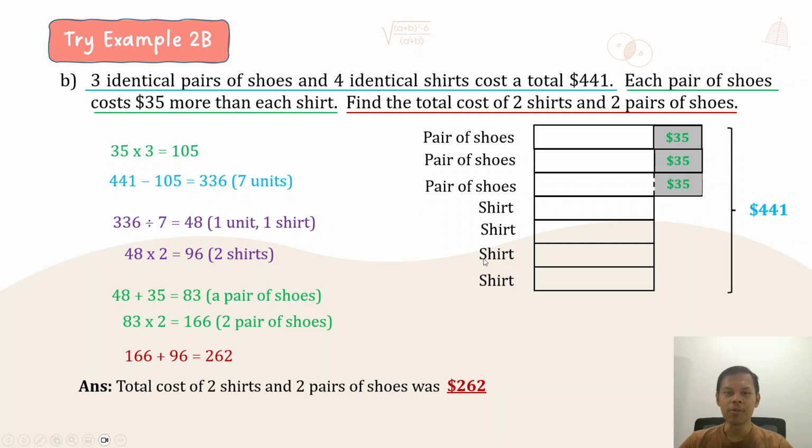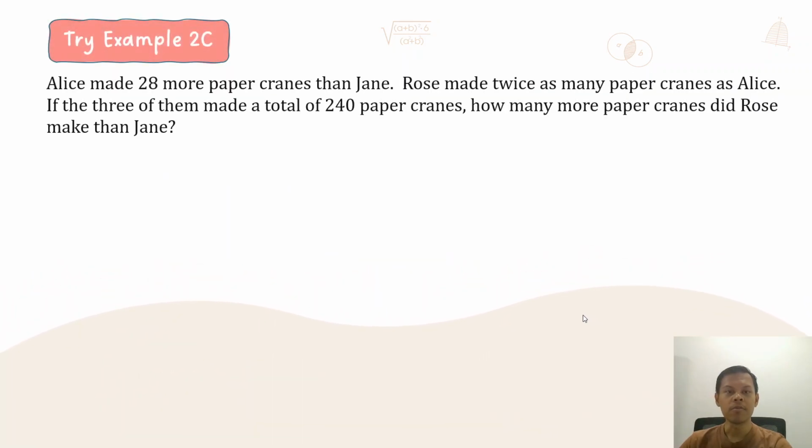If you want to know, this model drawing is what we call the stacking method. Before this, it was the part-whole model. This is the stacking method because we stack all of this together. Alright, let's go through the third part of our model drawing.